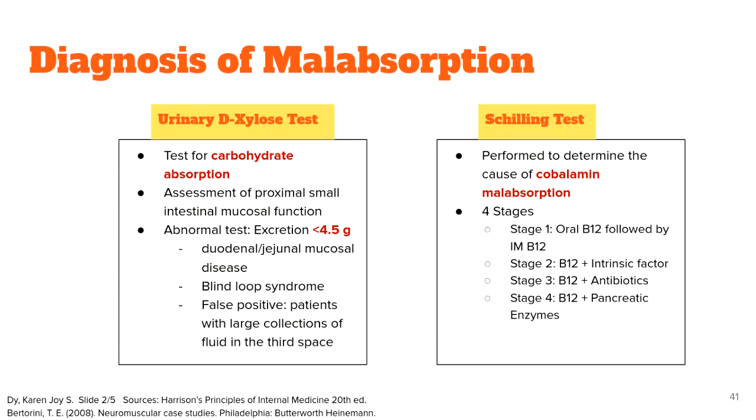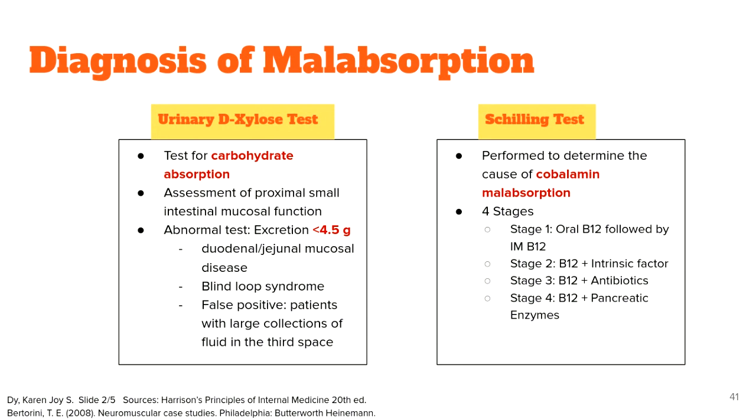An abnormal test, which is defined by an excretion of less than 4.5, would primarily reflect duodenal or jejunal mucosal disease. This test can also be abnormal in patients with blind loop syndrome and also as a false positive study in patients with large collections of fluid in the third space, such as in cases of ascites and presence of pleural fluid. And this is the Schilling test.